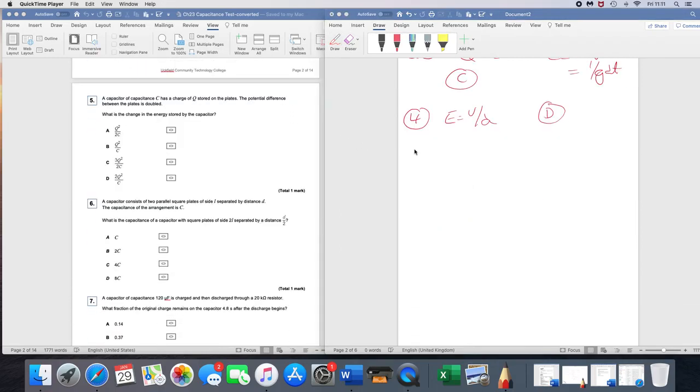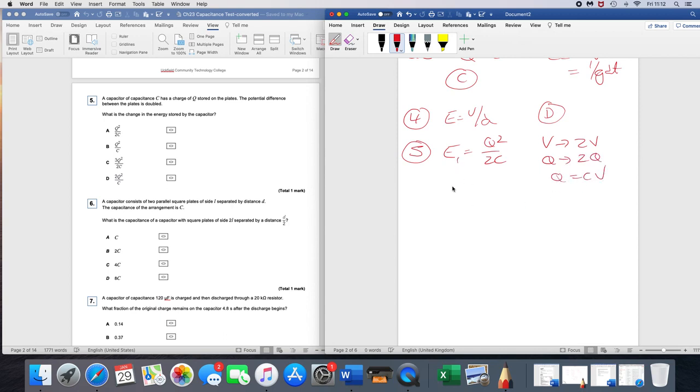Question 5 then. Capacitor, capacitance C, charge Q, and then we double the PD. What's the change in the energy stored? Note it says change, not the new energy stored. So energy stored, we're looking at in terms of Q and C, is Q squared over 2C, a half Q squared over C. Now, if V goes to 2V, then Q goes to 2Q, since Q equals CV.